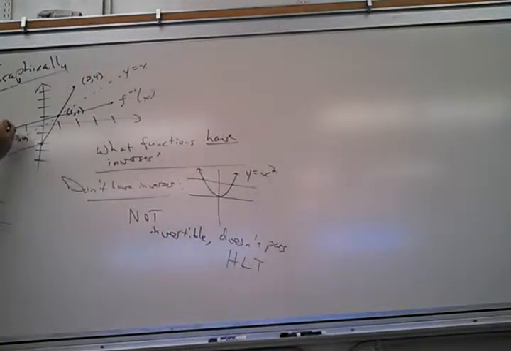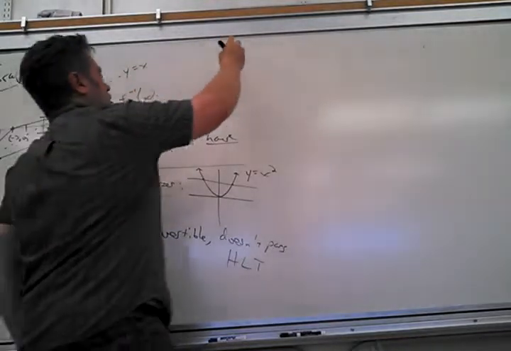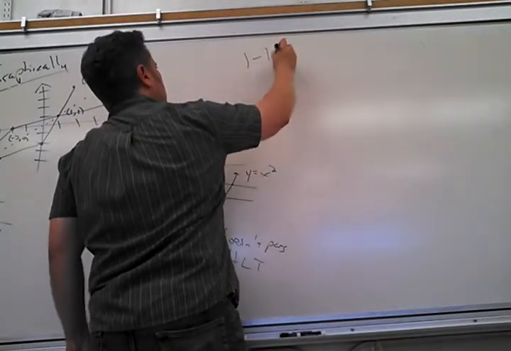In order to be invertible, not only does every x have to go to only one y, but every y has to come from only one x. So it's one goes to this and the other one goes back, one-to-one. It's a one-to-one function. So an invertible function is a one-to-one function.